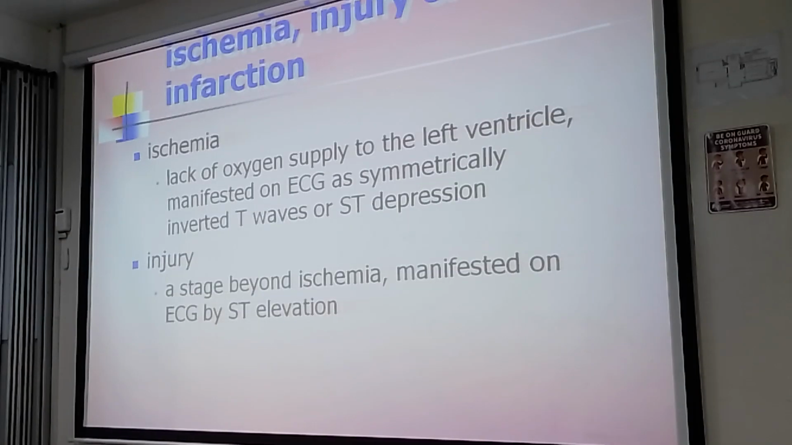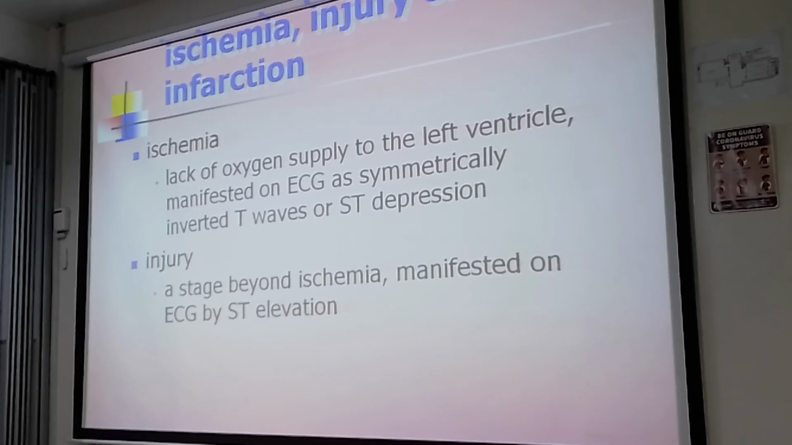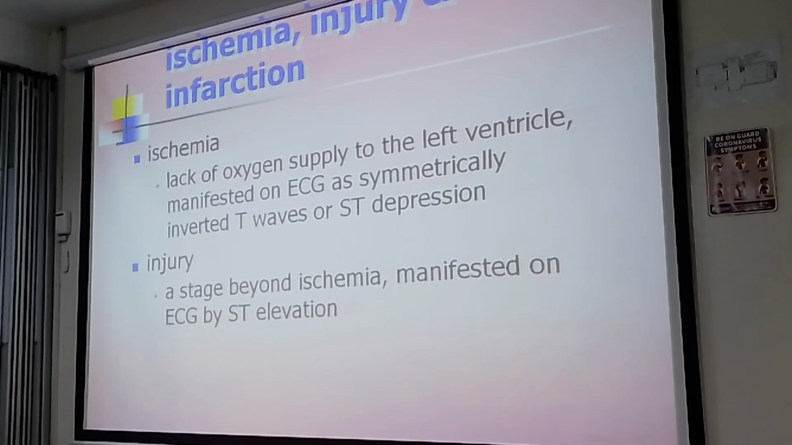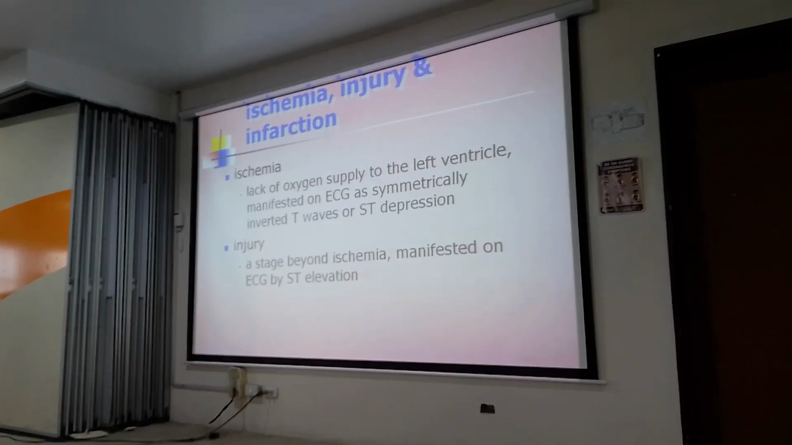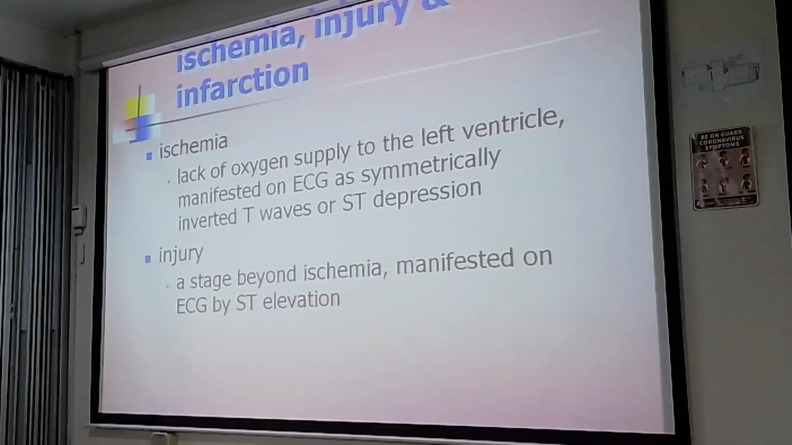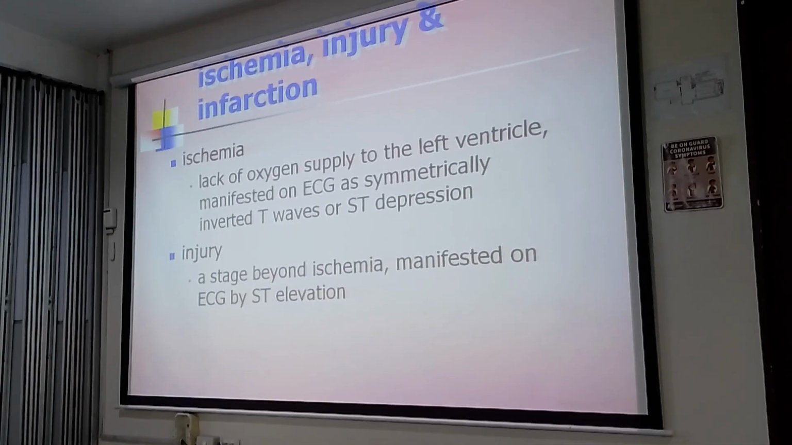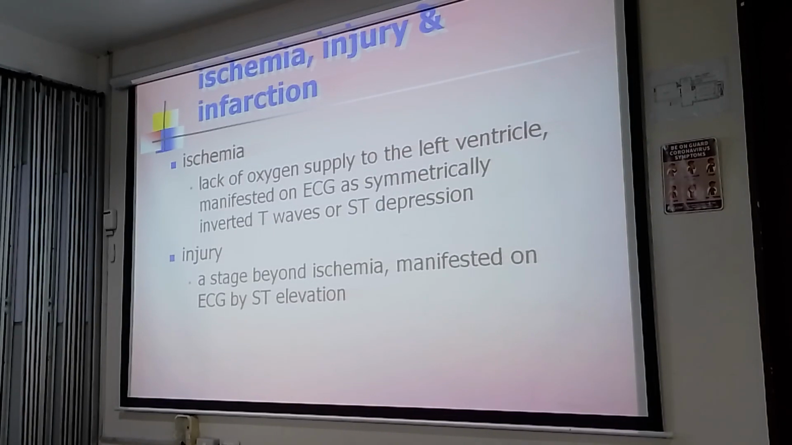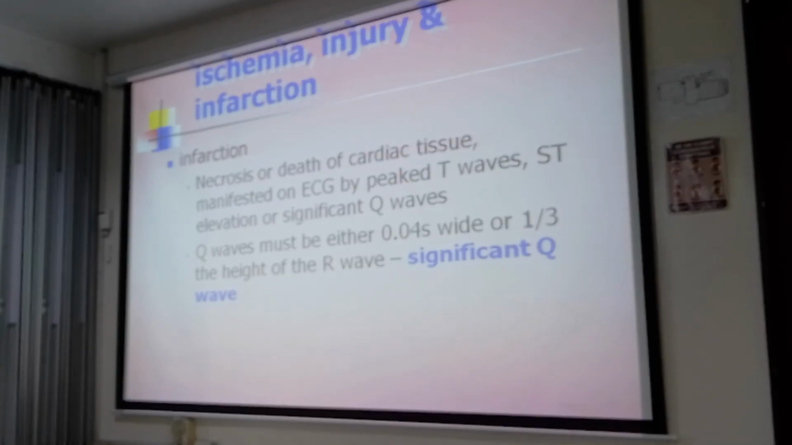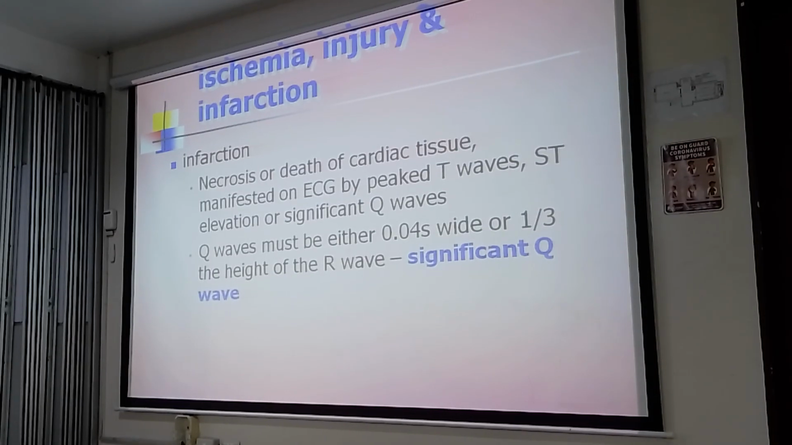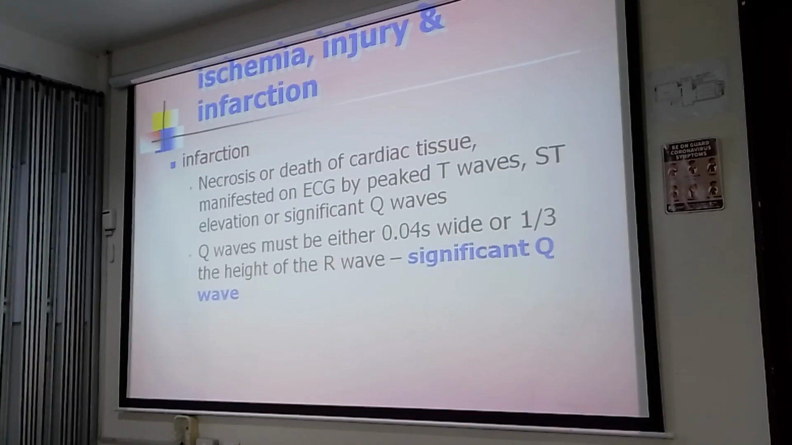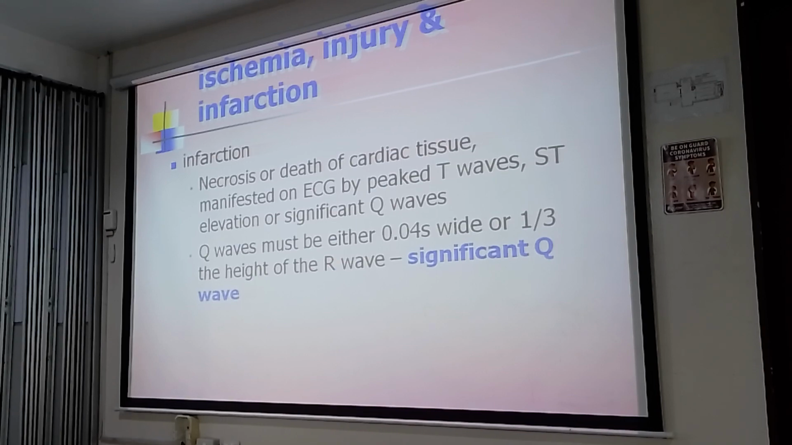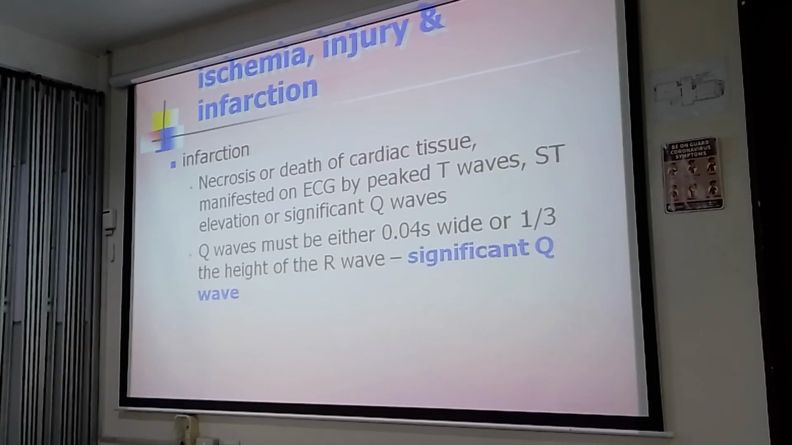So ischemia and injury. With myocardial ischemia, we expect ST wave changes on the ECG. The same with injury. Injury is a later stage of ischemia, but more often you see ST elevation with injury. If the injury is prolonged, that can lead to infarction. So infarction means death of the myocardial tissue, necrosis. It will produce what? Q wave in the ECG. Q wave. So you have seen Q wave? The first negative deflection of the QRS complex.